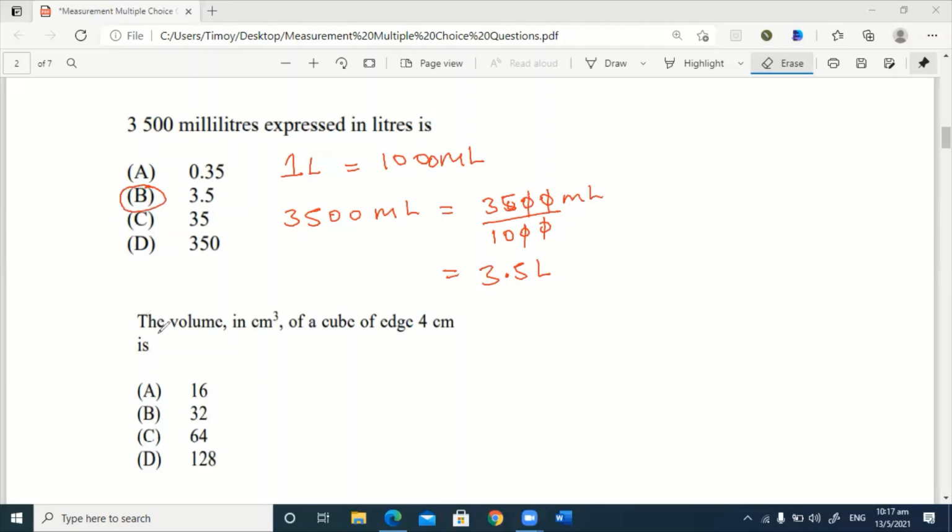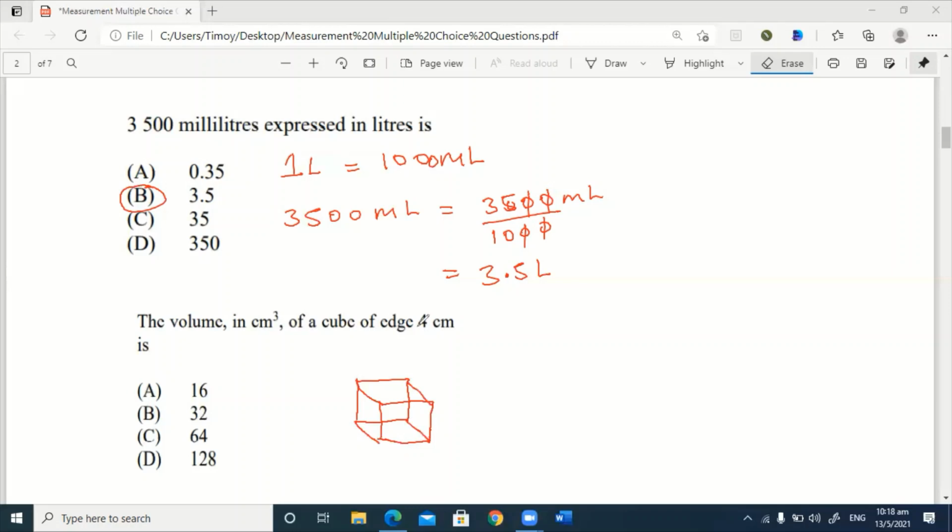For our next question, it says the volume in cubic centimeter of a cube of edge 4 centimeter is. What does a cube look like? A cube is just a 3-dimensional shape with all the sides of equal length, right? So let us draw a quick sketch of what a cube looks like. So this would be a sketch of a cube.